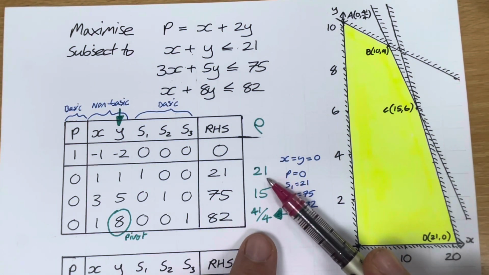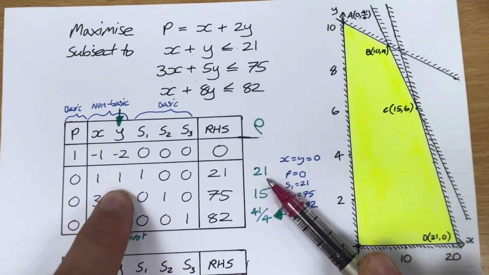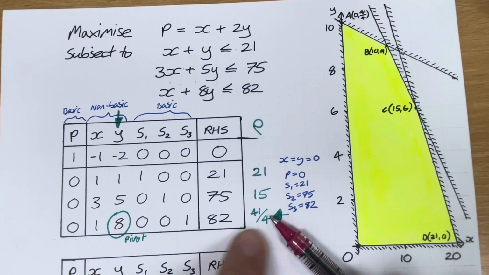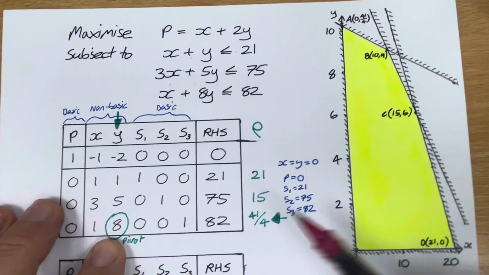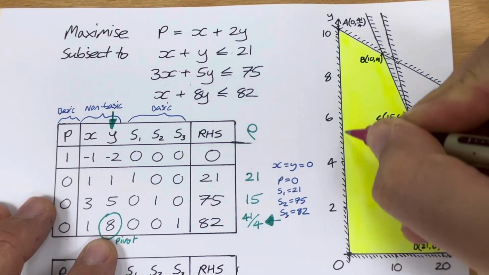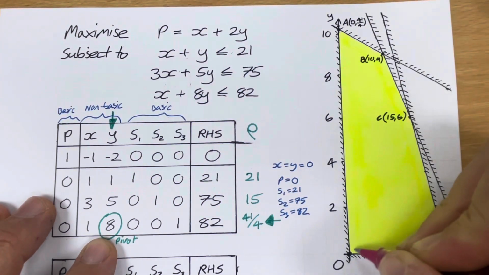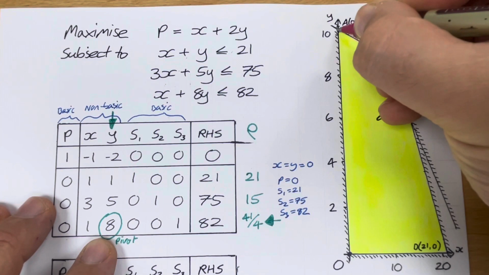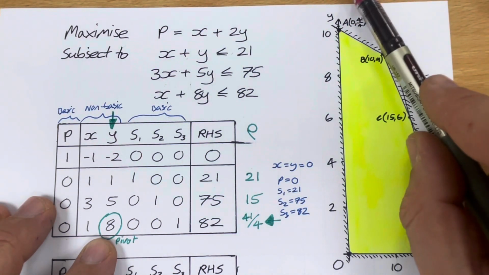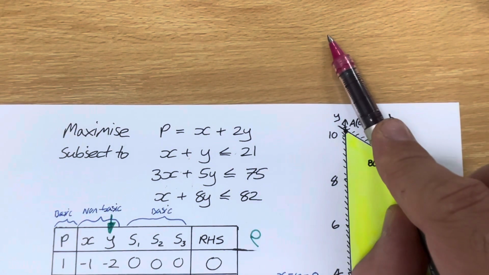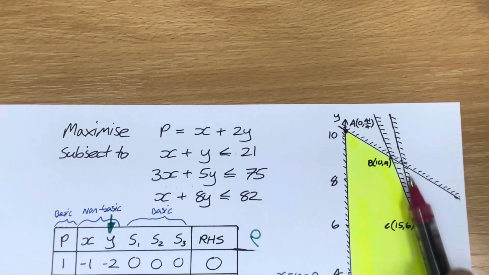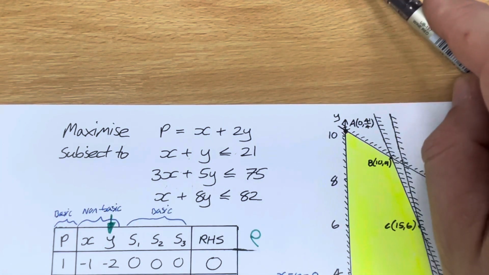So I can move y as 21 before I hit this boundary, or I can move y as 15 before I hit this boundary, or I can move y as 10.25 before I hit this boundary. Looking at the graph over here, I'm moving in the y direction, because that's the column I've chosen. I can either move 10.25, which will take me to this point. I can move 15, which will take me to the intersect of this line with the y-axis, or I can move 21, which will take me to the intersect of this line with the y-axis all the way up here.